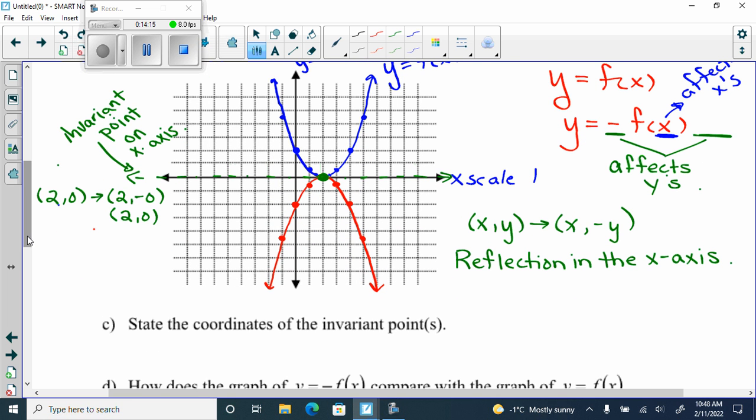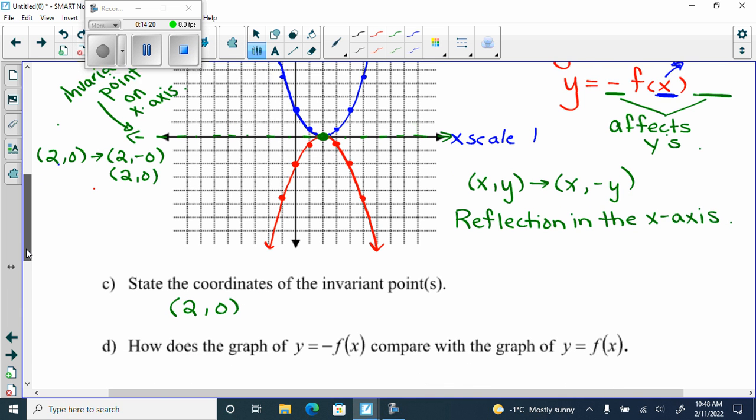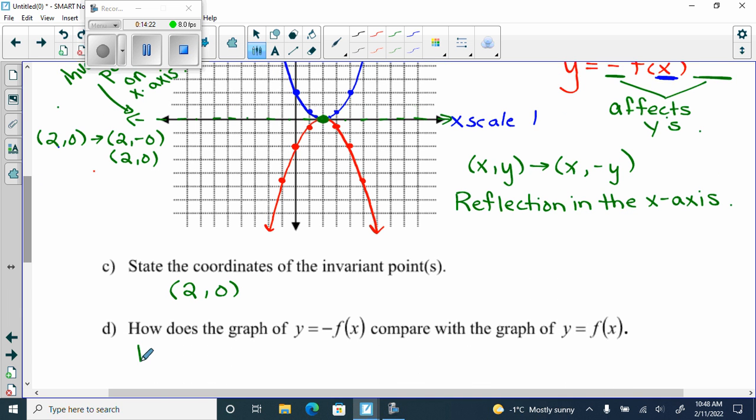So state the coordinates of the invariant point. It's 2, 0. And how does this graph compare to the other one? It's a reflection in the x-axis.